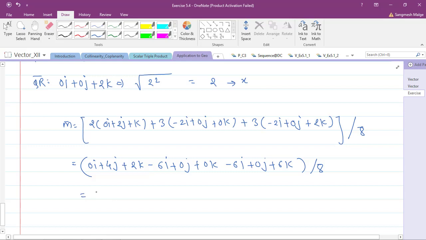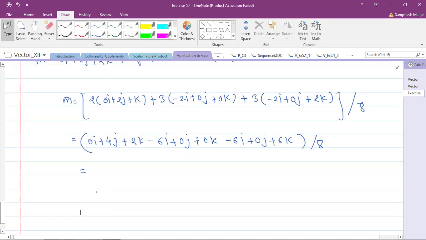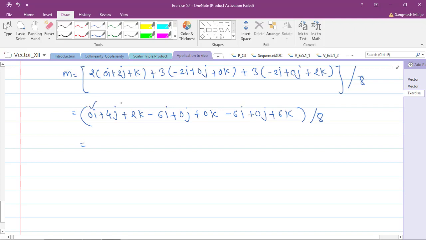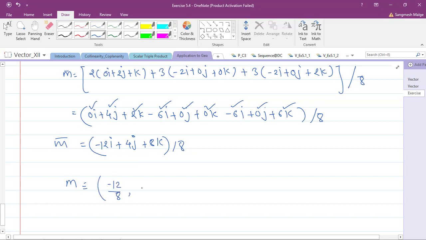Very good. Now add the same coefficients: 0i minus 6i minus 6i gives minus 12i, then for j we have 4j, and then for k, 2 plus 6, which is 8k, whole divided by 8. So this is the position vector of our m bar. They are asking for the point m, so this will be minus 12 by 8, 4 by 8 and 8 by 8.